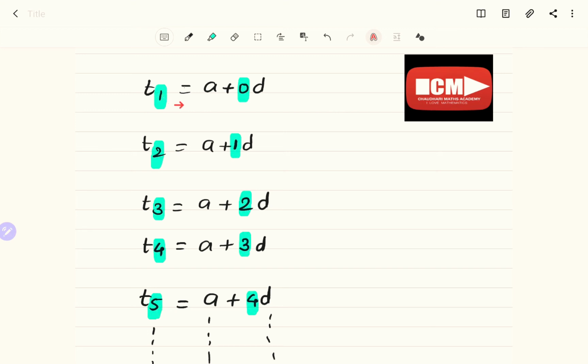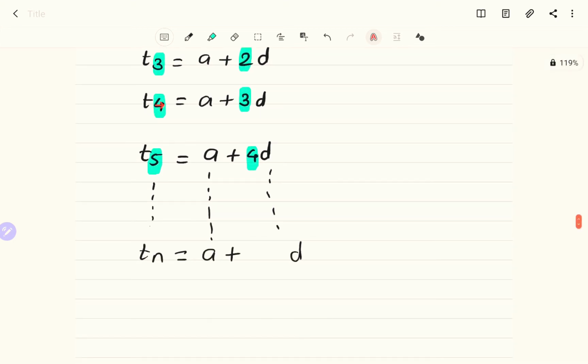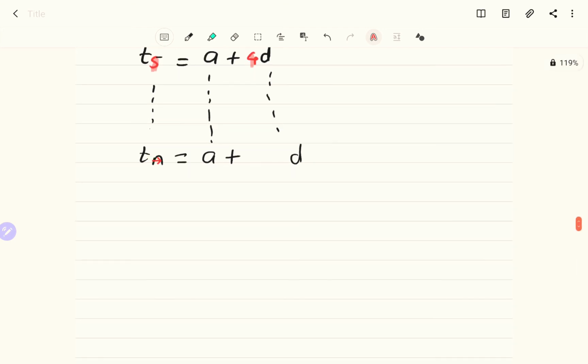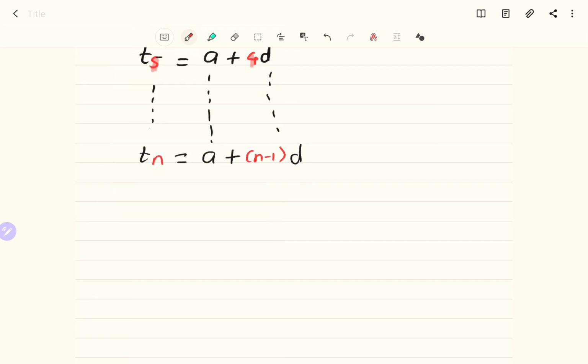Please try to observe here. If it is the first term, the coefficient of D is 0. If it is the second term, the coefficient of D is 1. If it is the third term, it is 2. If it is the fourth term, it is 3. If it is the fifth term, it is 4. So what I am trying to tell you is, if it is the fifth term, the coefficient is less than 5 by 1. If it is 4, it is less than 4 by 1, that is 3. So friends, if it is n, what will be the coefficient of D? Obviously, less than n by 1, that is n minus 1.